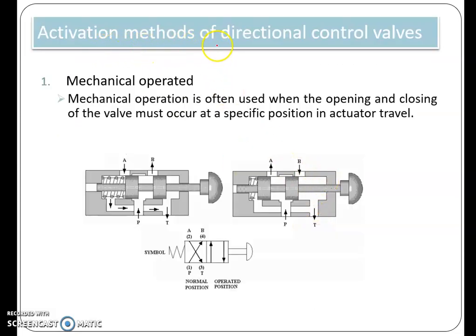Okay, the activation methods for the DCV. First is the mechanical operated. Used when the opening and the closing of the valve must occur at a specific position in the actuator travel. Contohnya adalah push button operated, roller operated, lever operated, semua itu adalah mechanical operated.